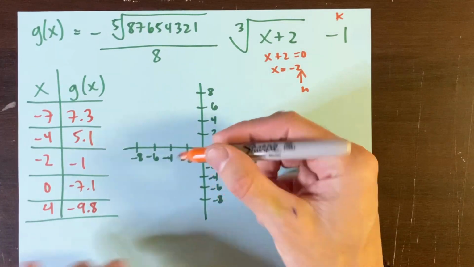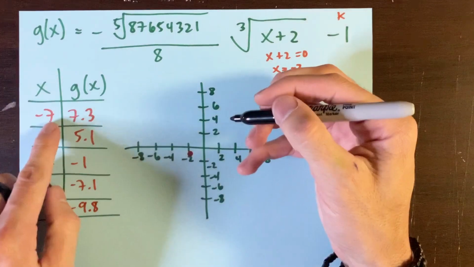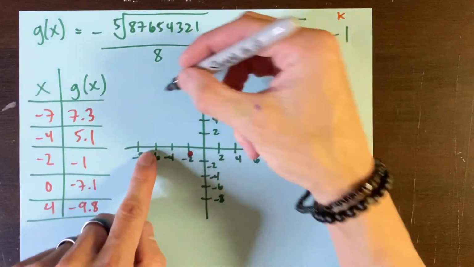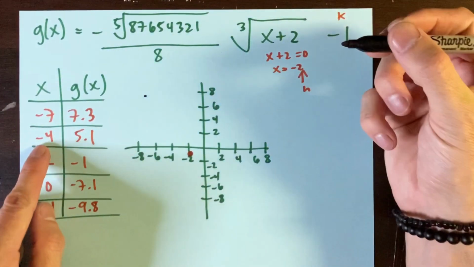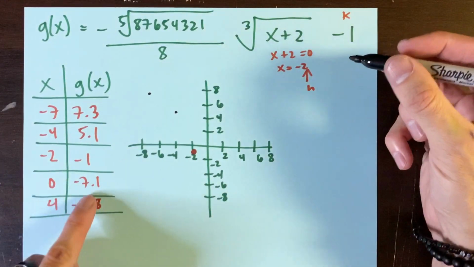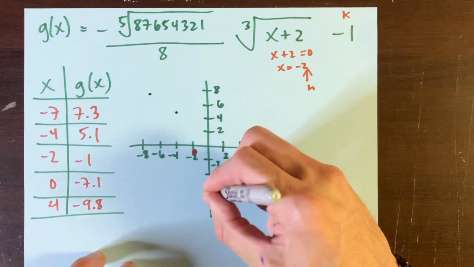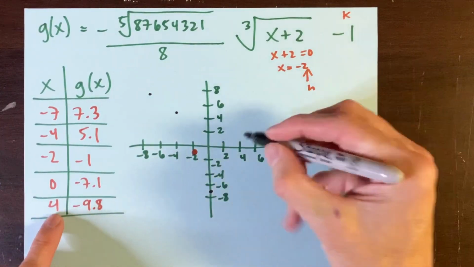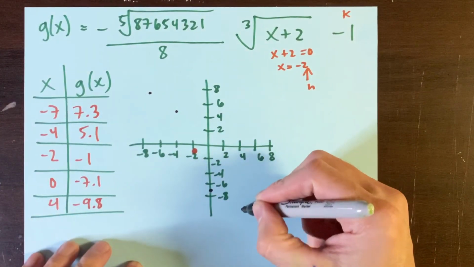So that's my inflection point. I'll leave that in orange. I'll do everyone else here in black. So -7, about 7.3, it's like right there. -4, 5.1 is like right here. And then 0, -7.1 is like right there. Make that look a little bolder. And then 4, -9.8, that's like down here somewhere.